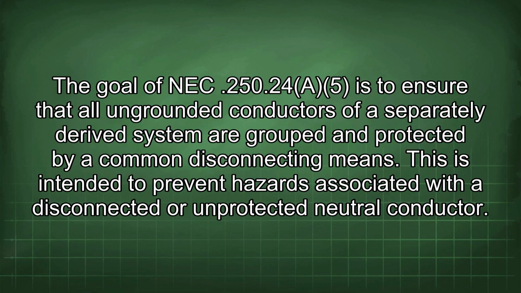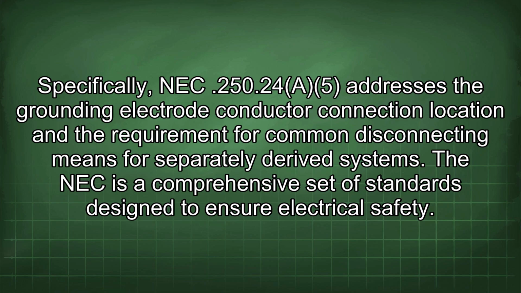The goal of NEC 250.24 is to ensure that all ungrounded conductors of a separately derived system are grouped and protected by a common disconnecting means. This is intended to prevent hazards associated with a disconnected or unprotected neutral conductor. Specifically, NEC 250.24 addresses the grounding electrode conductor connection location and the requirement for common disconnecting means for separately derived systems.